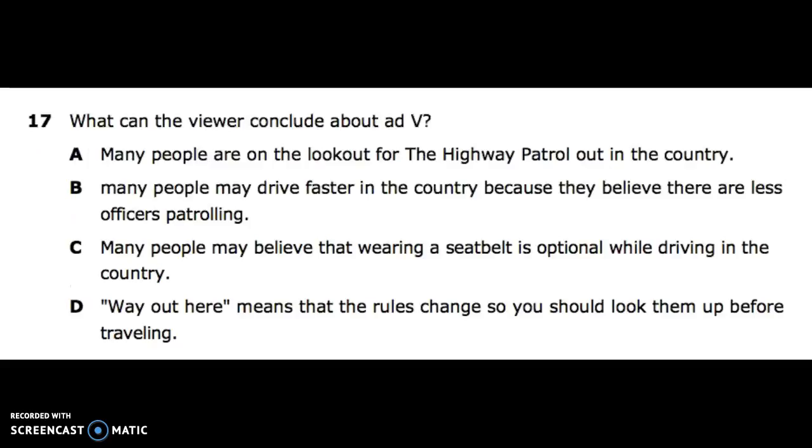Number 17. What can the viewer conclude about ad 5? A. Many people are on the lookout for the highway patrol out in the country. B. Many people may drive faster in the country because they believe there are fewer officers patrolling. C. Many people may believe that wearing a seatbelt is optional while driving in the country. D. "Way out here" means that the rules change, so you should look them up before traveling.